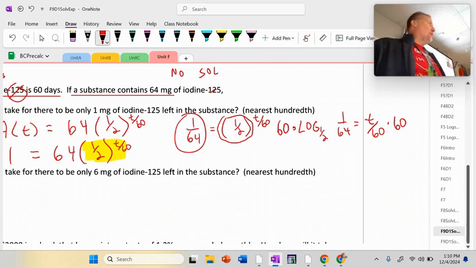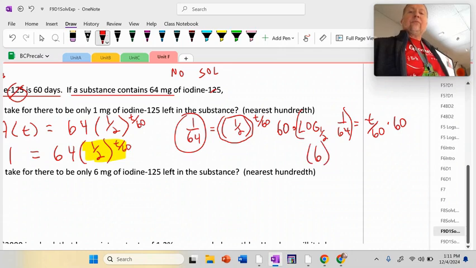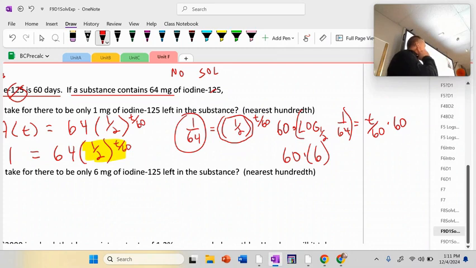Who's really, really quick in here? What's the answer to log base half of 1 over 64? 3, 2, 1, go. Did someone say it? You guys are whispering. So I hear a 6. It is. This is 6. 1/2 to the 6th power does equal 1/64. So it's 60 times 6. That's 360. So time would be 360 days.